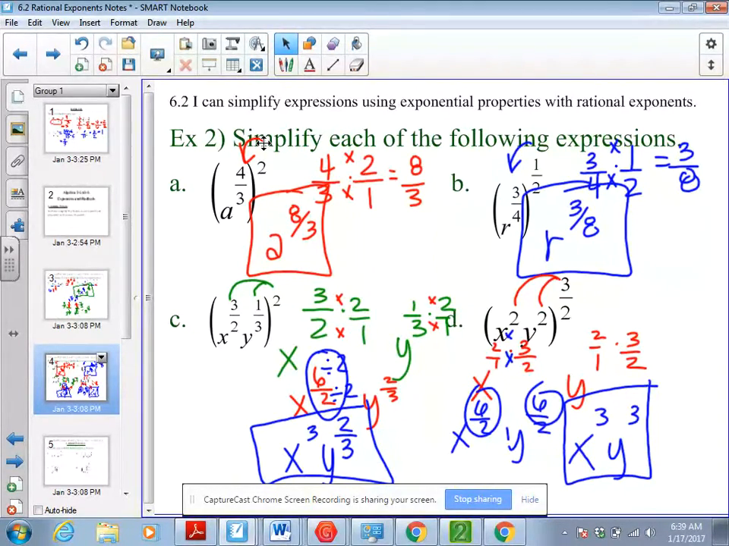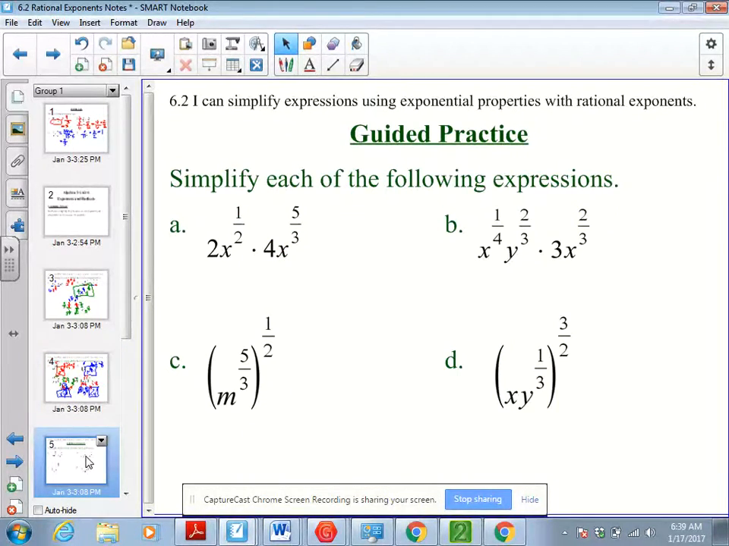So we are not doing anything new. The exponent properties still apply. We just have to know what to do with fractional exponents. If we need to add them, they have to have a common denominator, so we need to manipulate it so that we get a common denominator. If we have to multiply them, we don't have to do that. We just multiply straight across.